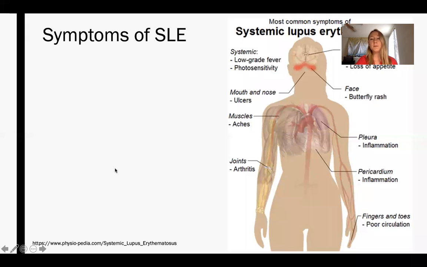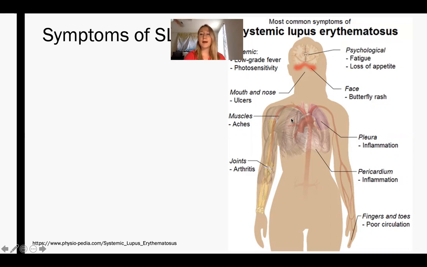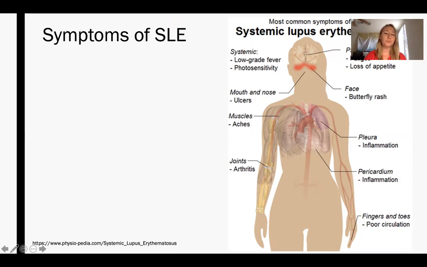And so some of the symptoms of SLE include, systemically, a low-grade fever, photosensitivity, inflammation in the lungs and the pericardium, arthritis, fatigue, loss of appetite. But one of the most distinguishable physical symptoms is the butterfly rash along the cheekbones and the nose. It's usually pretty indicative of someone with SLE.